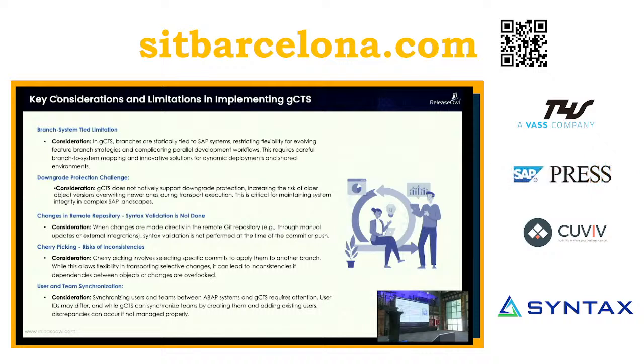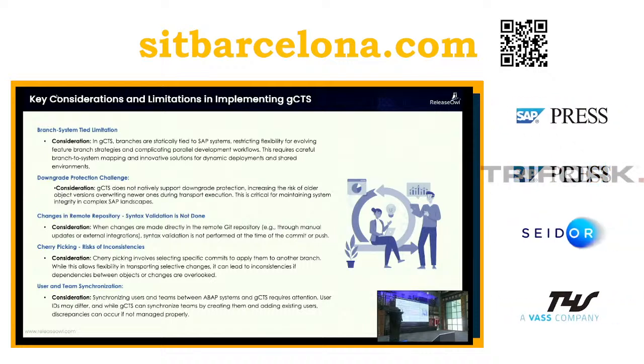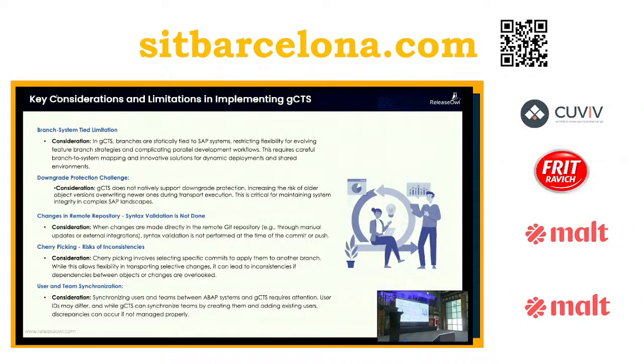So this is a summary of the challenges that we have got. One I mentioned is the branch limitation. Because the system is tied to a branch, it is not flexible to maintain future branches.